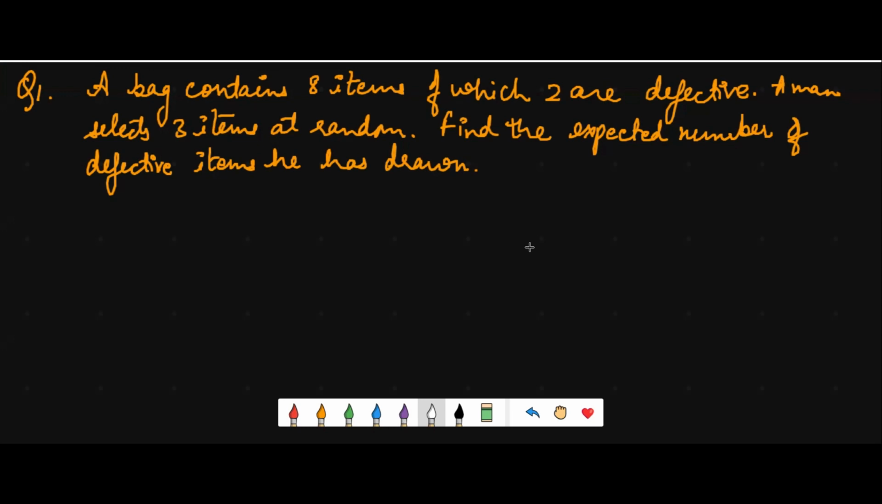A bag contains 8 items, of which 2 are defective. A man selects 3 items at random. Find the expected number of the defective items he has drawn. So in this question, we need to find out the expected number of the defective items. That means we need to find out the expectation of capital X. So let us define our capital X first of all. So let X be the number of defective items.